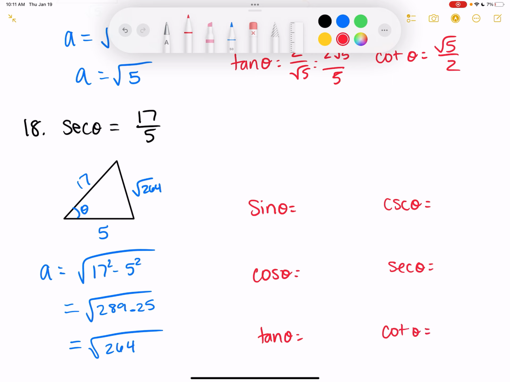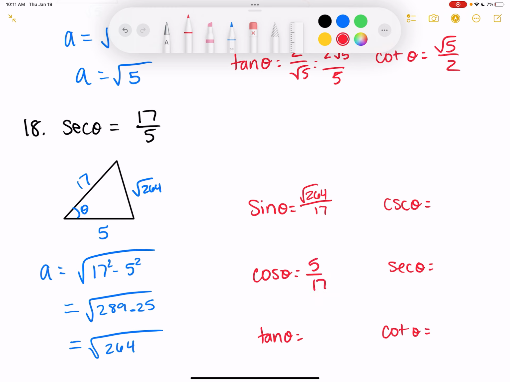Now all 6 trig functions. All right, sine of theta. 5 over 17. Oh, wait, no, sorry. That's cosine. It is root 264 over 17. Yep. Cosine you already said was 5 over 17.